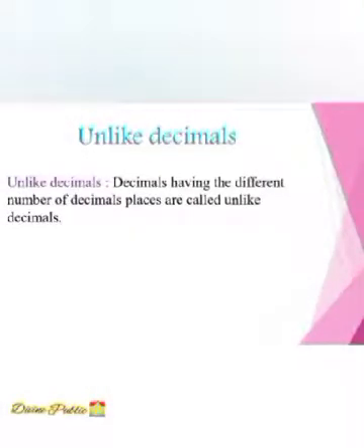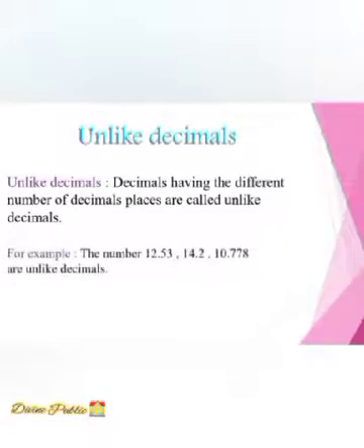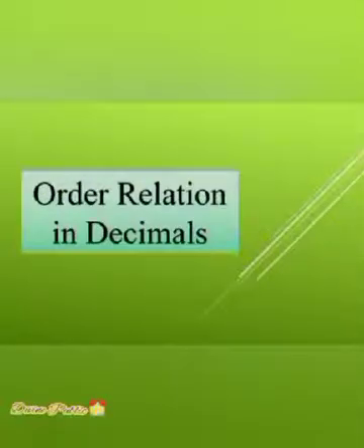Now, unlike decimals. Decimals having a different number of decimal places are called unlike decimals. For example, the numbers 12.53, 14.2, 10.778 are unlike decimals. Order relations in decimals.